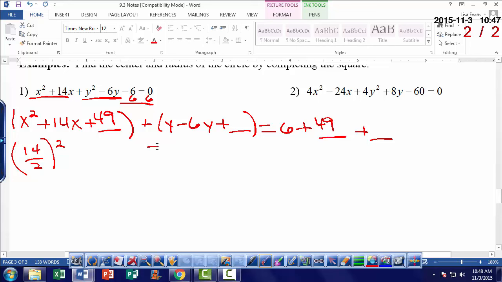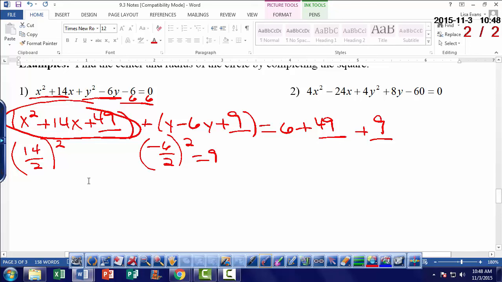Then I'm going to go ahead and do it for my y's. So negative 6 divided by 2 squared. So I get 9. I'm going to add 9 to the left, and I'm going to add 9 to the right. Now I'm going to go ahead and factor. These are perfect square trinomials, so we're going to go ahead and write them as binomial squared. So this is going to be x plus 7 squared. This is going to be, oh, there was supposed to be a squared here, y minus 3 squared, and it's going to be equal to 64.